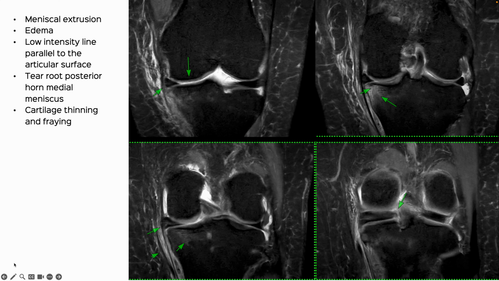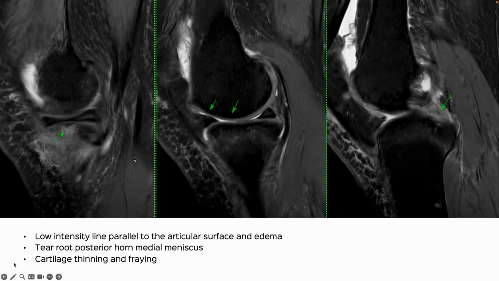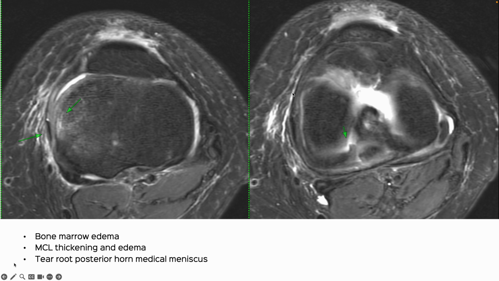of the medial meniscus. If you look at the sagittal images, we see the low intensity line parallel to the articular surface and the marrow edema, cartilage thinning anterior and mid portions, and the absence of the root, which tells us that there's a root tear. And on the axial images, we see the bone marrow edema, the ligamentous edema, and this classic tear of the root of the posterior horn.